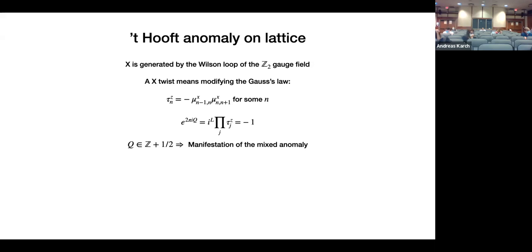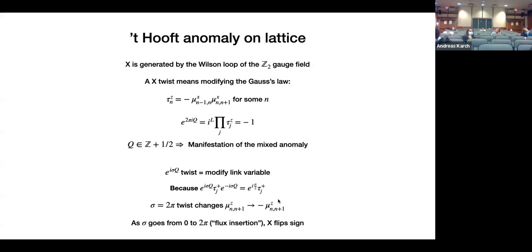Naively, you get a product of tau z's, and then we can use Gauss law to rewrite it, and you get 1. But now there's an extra -1. So what it means is that e to 2 pi iq is actually equal to -1, not 1. So now the U1 charge is quantized to half integers. In the presence of the X defect, the U1 charge takes half-integer values. And that's a standard manifestation of this mixed anomaly between U1 and Z2.